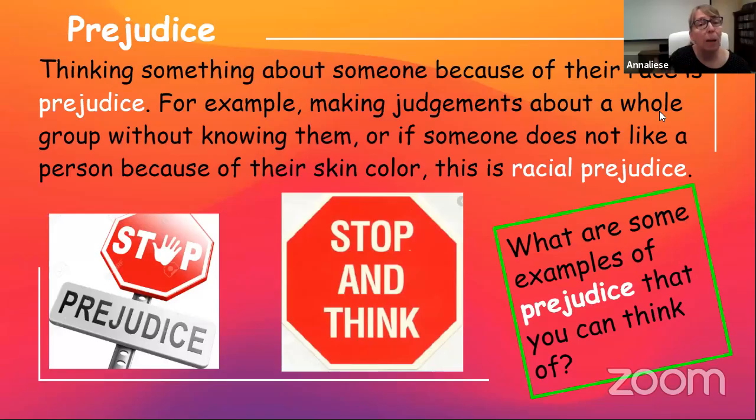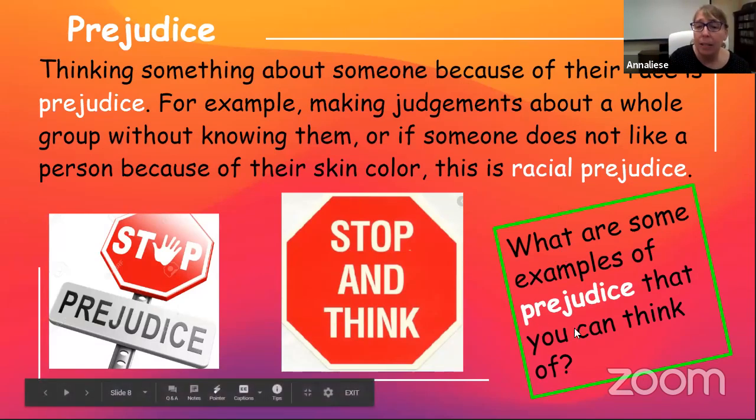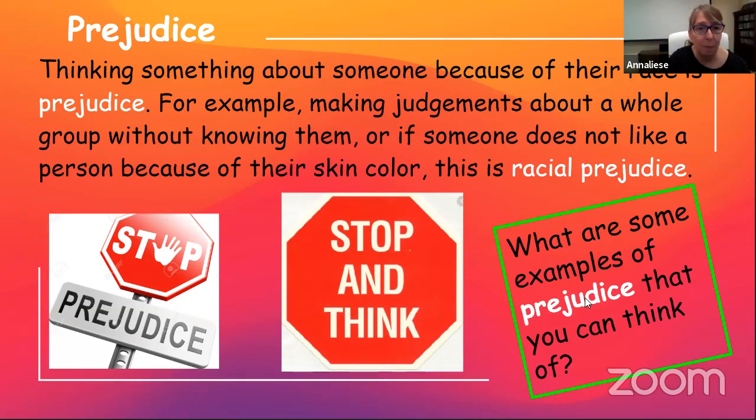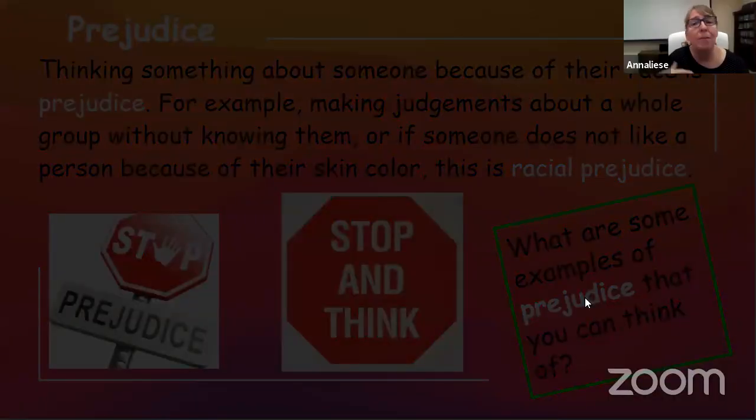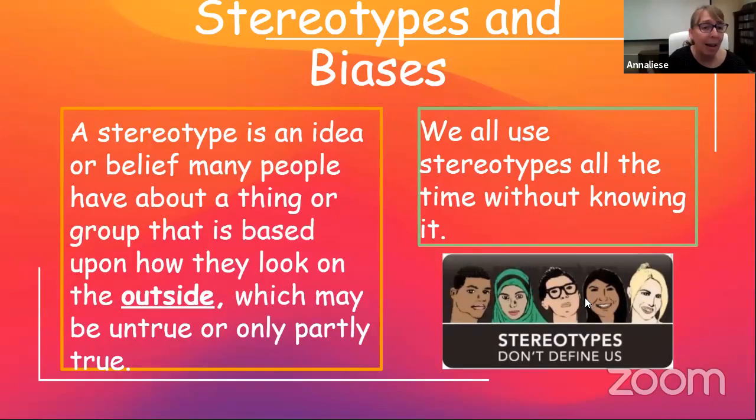Then we start to talk about definitions. So we have slides with definitions. At this slide, there's also an opportunity for students to talk about some examples. There's another slide where they can also talk about it. Then we have definitions of stereotype and bias. And we try to get students to understand that stereotypes and bias are what fuel prejudice.